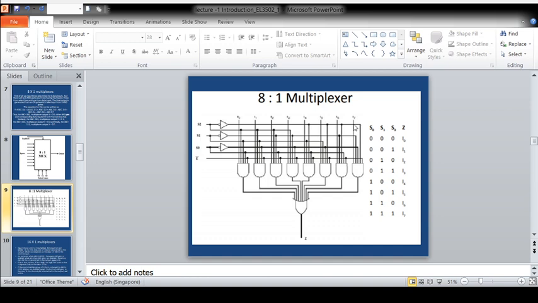If D5 is low, the output is going to be low. And this way, it is selecting one of the 8 inputs to the output. Which input is going to be selected? Again, it depends upon the control signal.